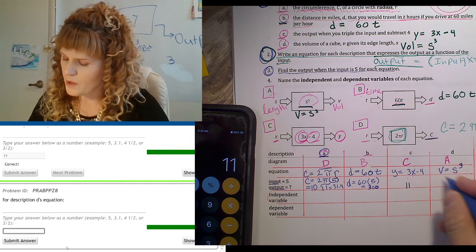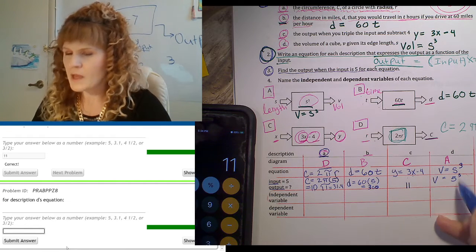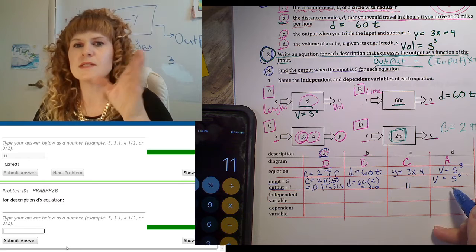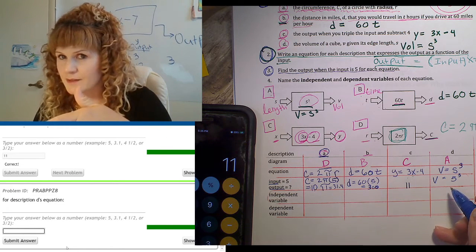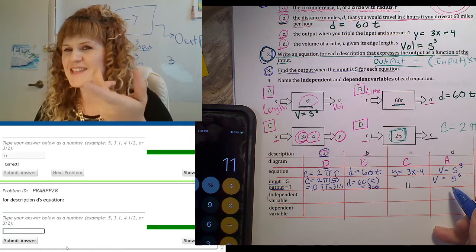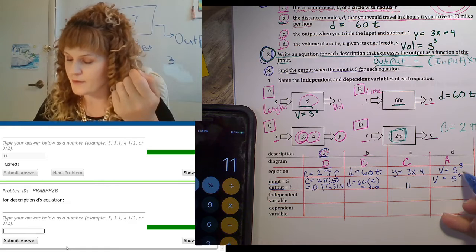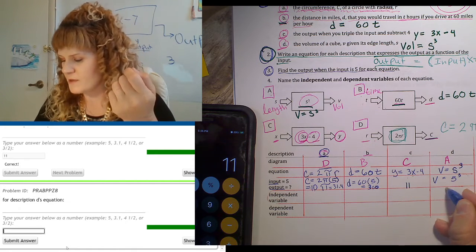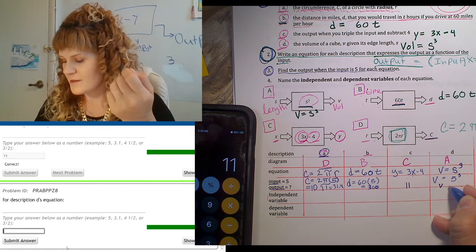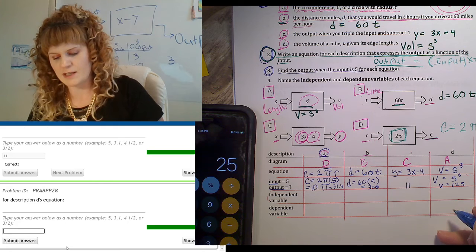One more to go. What is the volume if the side length is 5? Remember, the volume is the dependent variable. It depends on the side length. The side length is the independent variable. So we plug in the independent variable. S equals 5, and then 5 cubed is 125. If you don't believe me, you can check it on a calculator.